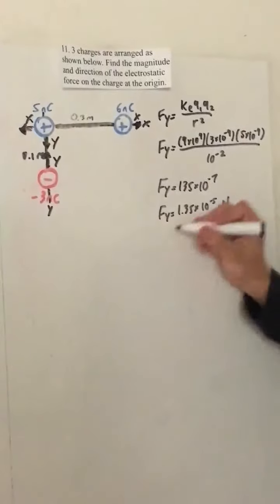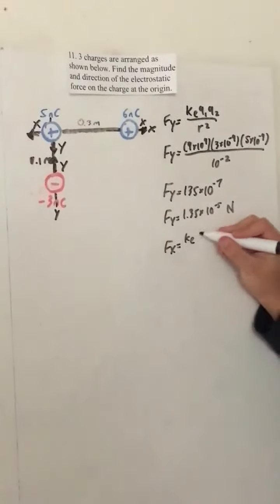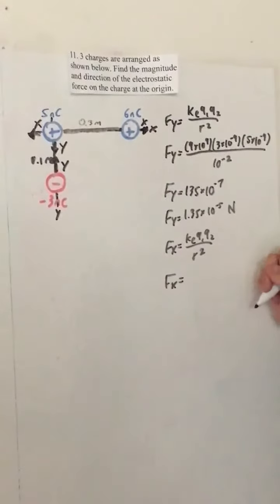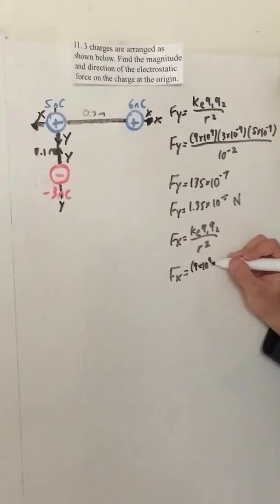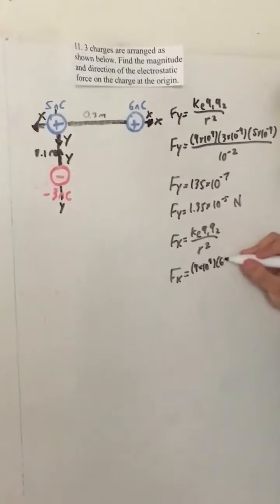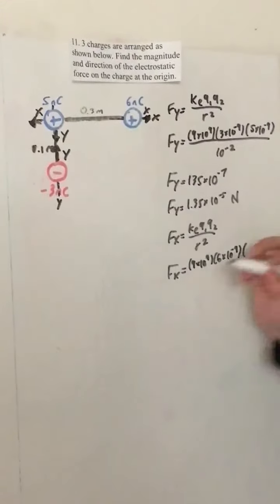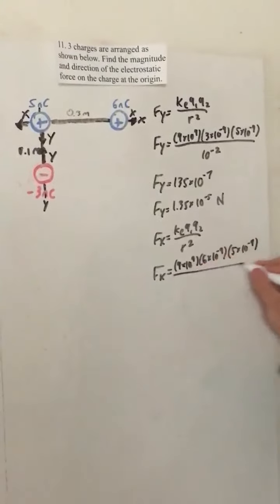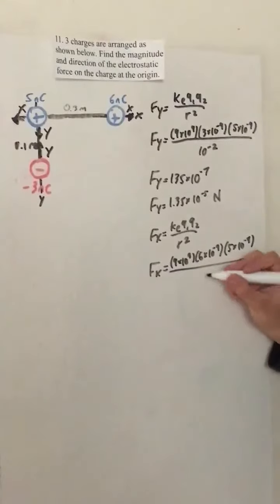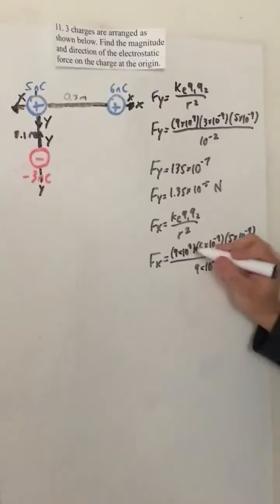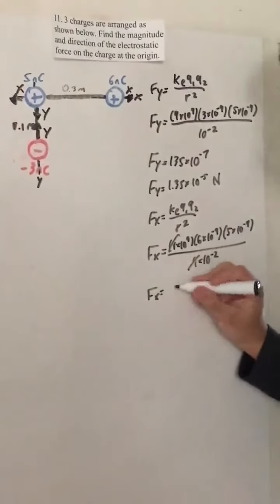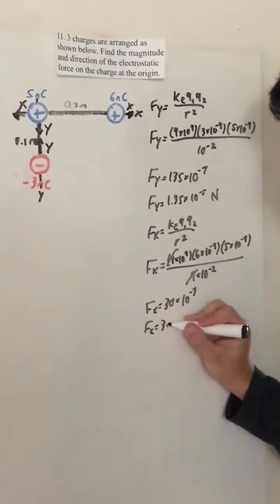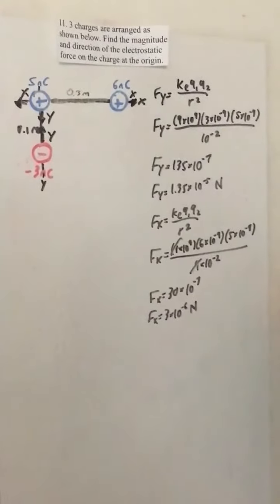Now we look at force X. Force X, we do the same thing. Now we basically look at our charges. So you've got 9 times 10 to the 9th. This is 6 nC, so that's 6 times 10 to the minus 9th coulombs. And this is 5 nC, that's 5 times 10 to the minus 9th coulombs. And since this is 0.3, we do 9 times 10 to the minus 2. We can just cancel this out, and what we're left with is 30 times 10 to the minus 7th, or 3 times 10 to the minus 6th newtons.